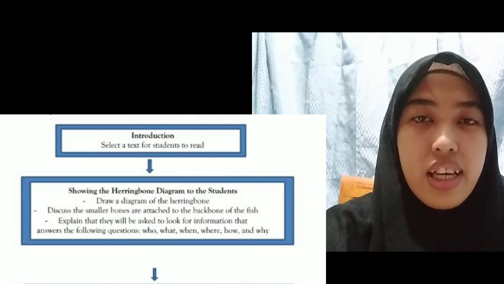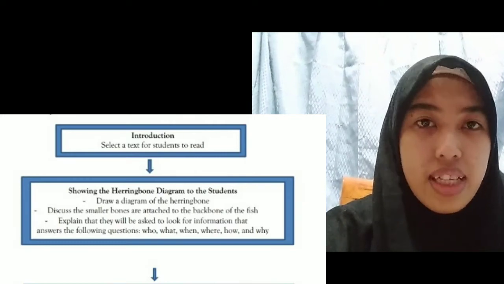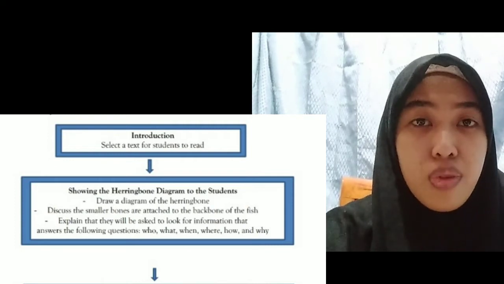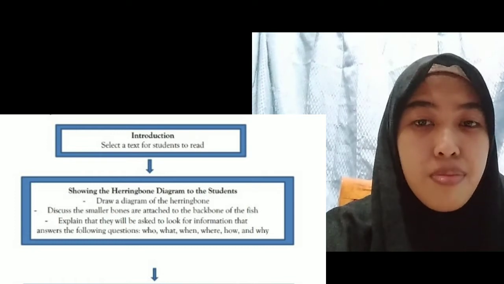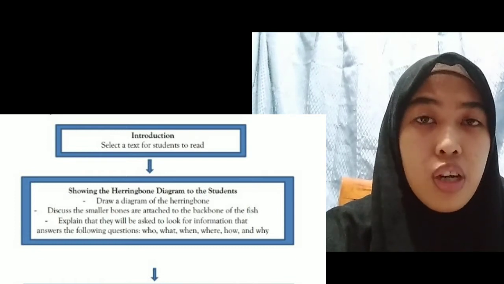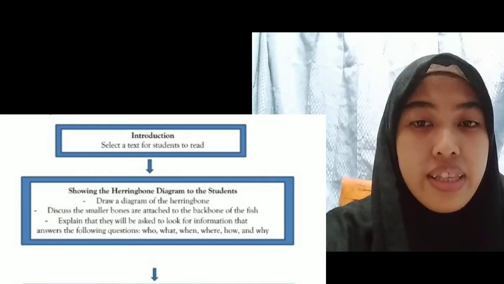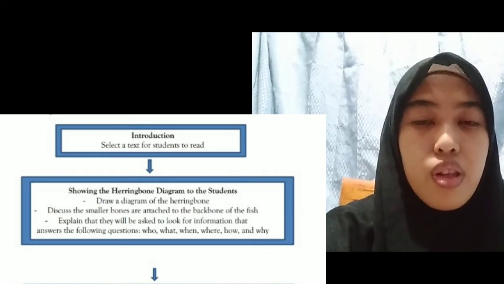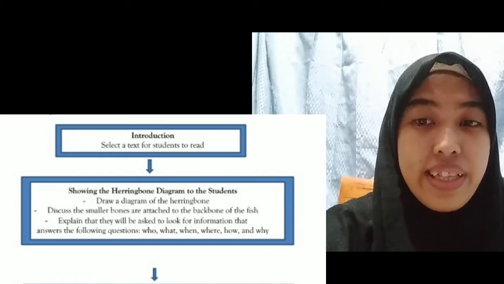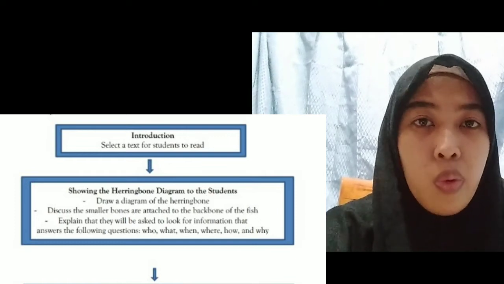Okay, another procedure of the Herringbone technique is cited from Bokar 2005, pages 54 to 55. The first one is introduction. Select a text for students to read. The second one is showing the Herringbone diagram to the students. Draw a diagram of the Herringbone and then discuss how the smaller bones are attached to the backbone of the fish, and then explain that they will be asked to look for information that answers the following questions: who, what, when, where, how, and why.